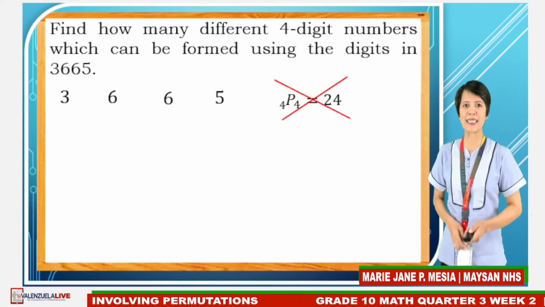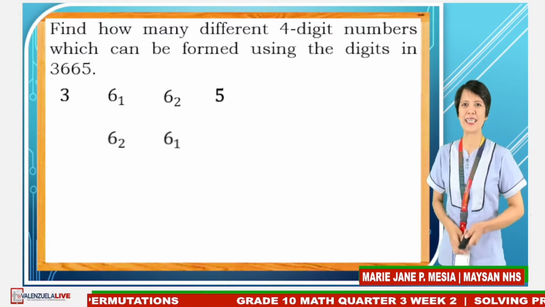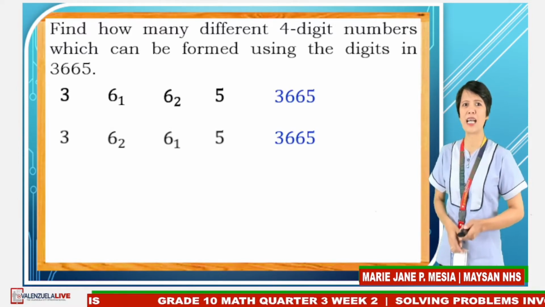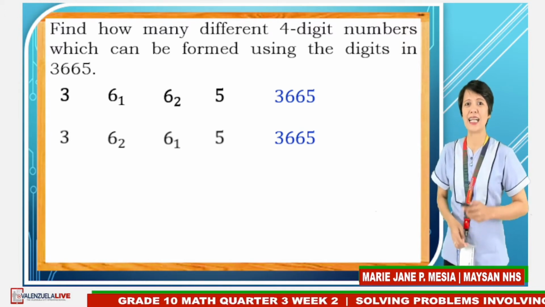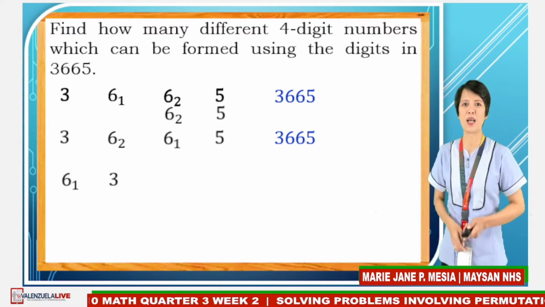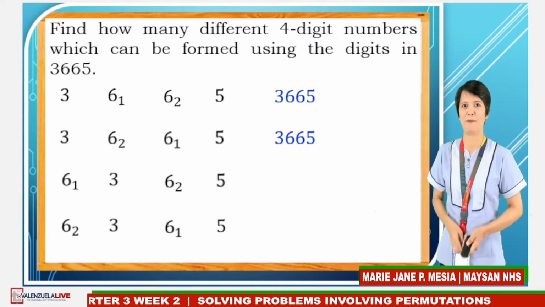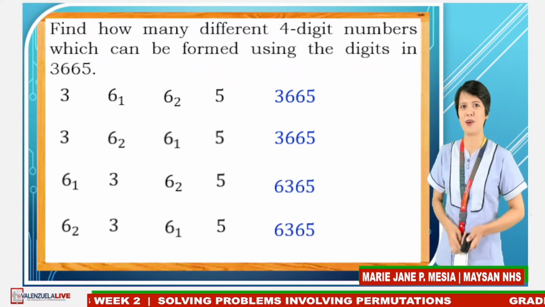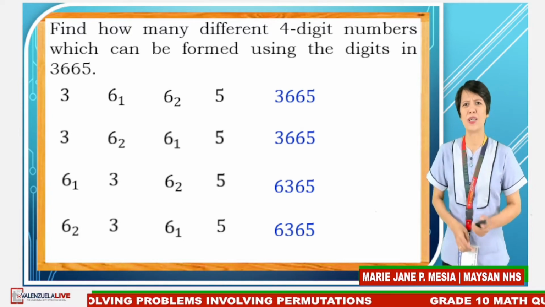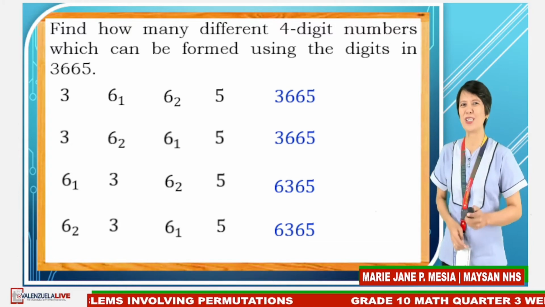You may denote the 6 as 6 sub 1 and 6 sub 2. If we exchange the places of the 6s and then remove the subscript, you will get 3665 and 3665 as identical numbers. Apply the same concept of removing subscript in 6 sub 1, 3, 6 sub 2, 5, and 6 sub 2, 3, 6 sub 1, 5. Notice that you have the same number, 6365 and 6365. Hence, we don't have 24 different numbers. You can only get half of 24 numbers, which is 12.